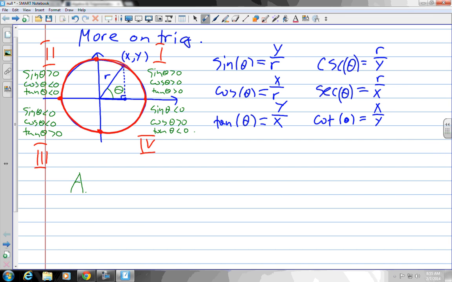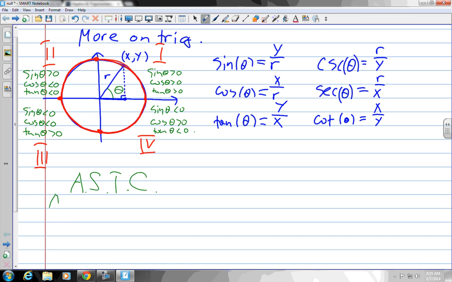How about the second quadrant? What functions are positive? Sine, so let's use S. How about the third quadrant? Which functions are positive? Tangent. And the fourth quadrant, which functions are positive? Cosine. You know what that stands for? All students take calculus. That's what this means.